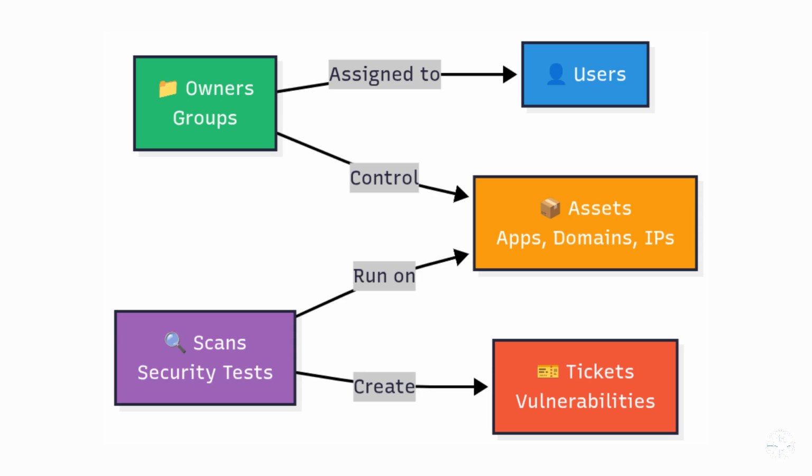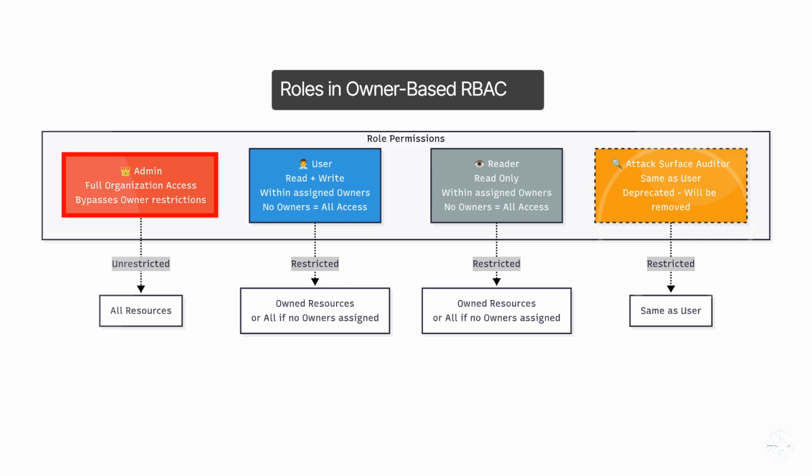The system is hierarchical. Owners can have parent-child relationships mirroring your org structure. This creates natural, manageable access patterns while the platform handles complex calculations automatically. When Owner-Based RBAC is enabled, role capabilities change significantly. The admin role remains unchanged with full unrestricted access to everything, bypassing all owner restrictions and retaining the ability to perform administrative actions like managing integrations and IAM settings.